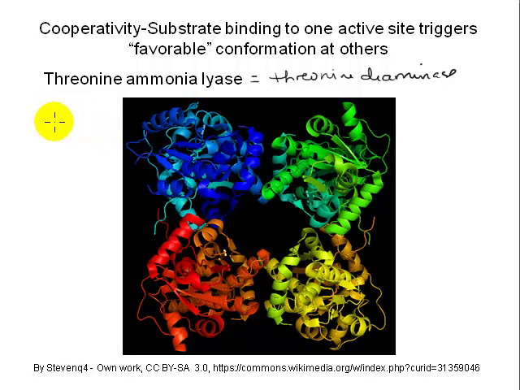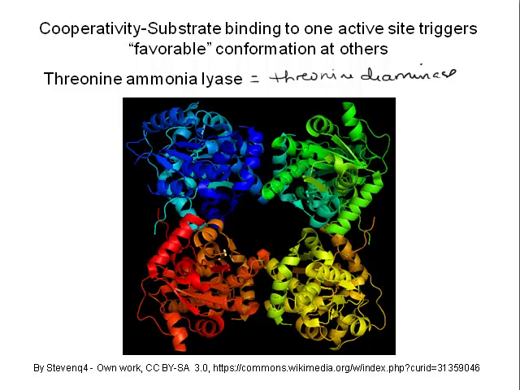An advantage of this type of regulation is that it allows the enzyme to be very sensitive to substrate concentrations. At low substrate concentrations, when substrate is unlikely to be bound to any of the active sites, the affinity of the enzyme for substrate is low. But when concentration of the substrate increases and even one substrate molecule binds, the affinity of the other active sites is increased dramatically, and we see a rapid increase in the rate of catalysis.